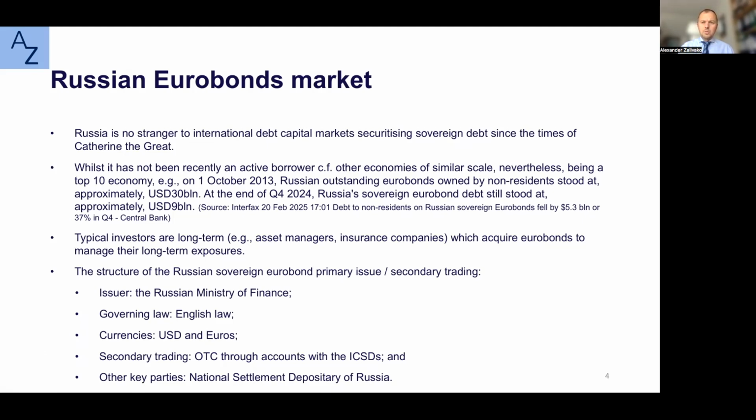Structure of a typical Russian Eurobond would be no different from a typical structure of any other sovereign bond or Eurobond issued by another issuer. The issuer would be the Ministry of Finance of the Russian Federation. Securities will be typically governed by English law. They would be issued in foreign currencies, US dollars or euros, whilst each such Eurobond will be typically listed. Standard listing venues are Dublin, Luxembourg, and London.